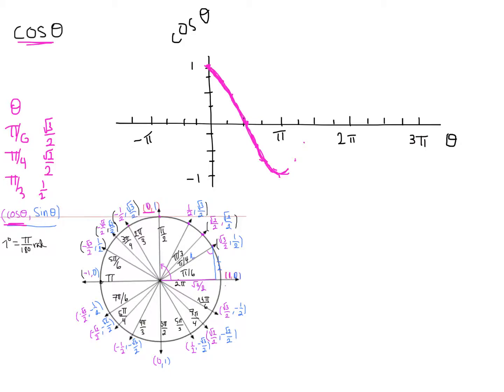Okay. Then I get to 3 pi over 2, and that's exactly a half of the way to 2 pi. Think about it. Here was pi, here's 2 pi, and so I'm half of the way to 2 pi, and that's going to be 0.